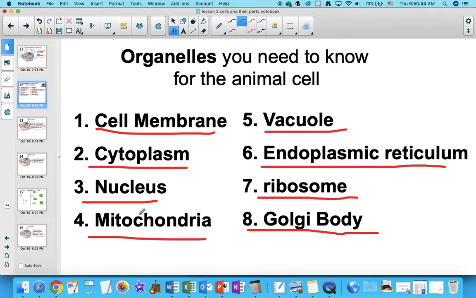The mitochondria makes energy for the cell. The vacuole stores food and waste. Animal cells can have more than one. The endoplasmic reticulum makes ribosomes. Ribosomes make protein. The Golgi body sends food and waste through vesicles to where they're needed.